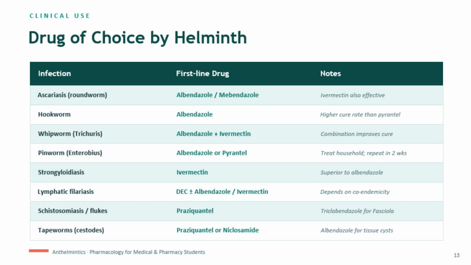Schistosomiasis and the flukes call for praziquantel, with triclabendazole reserved for fasciola. And tapeworms respond to praziquantel or niclosamide, while tissue cysts need albendazole. Honestly, if you memorize just one slide for your exam, make it this one.